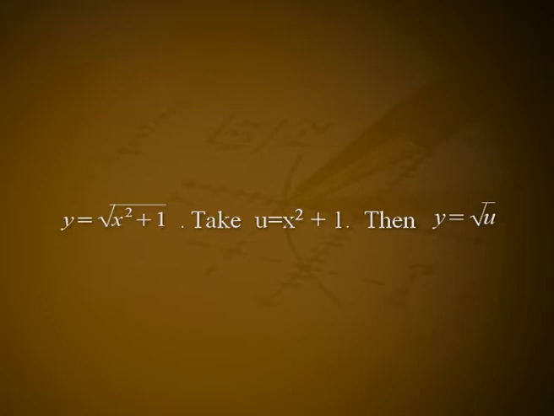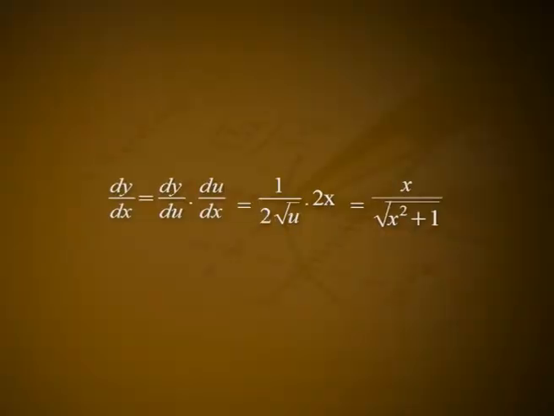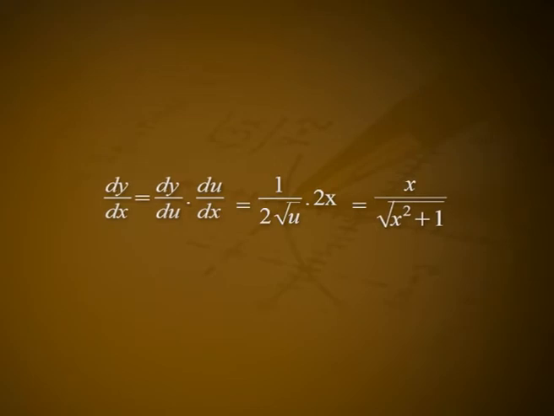Example. Let y equal to root of x square plus 1. Take u equal to x square plus 1. Then y equal to root u. By chain rule, dy by dx equal to dy by du into du by dx is equal to 1 by 2 root u into 2x equal to x by root of x square plus 1.